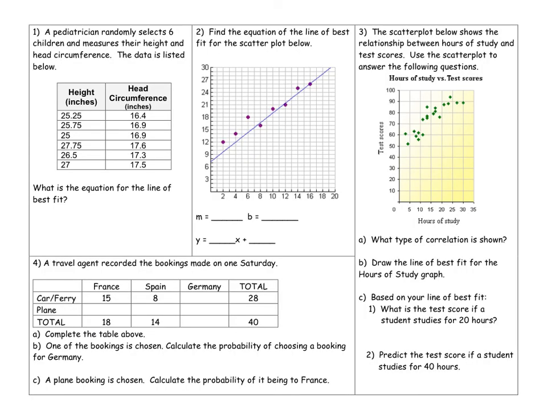Okay, finally, you need to answer questions 1 through 4. You're going to need your calculator for a couple of these, especially for number 1, to find the line of best fit using the calculator. Number 2, find the line of best fit using the table. Number 3, use your line of best fit to make predictions. And number 4, complete the two-way table and then answer questions B and C.